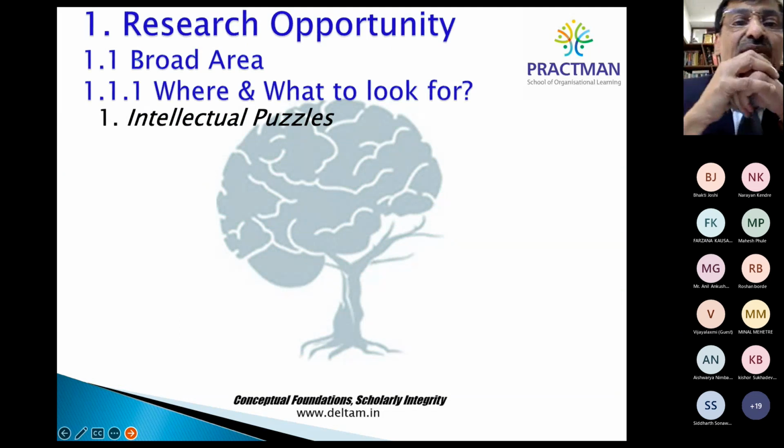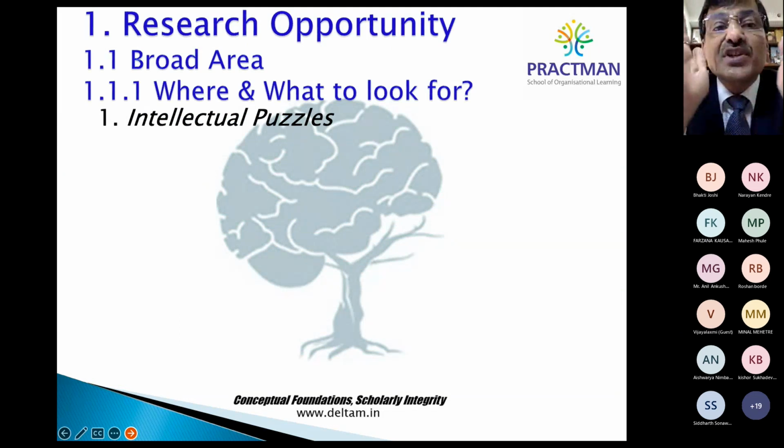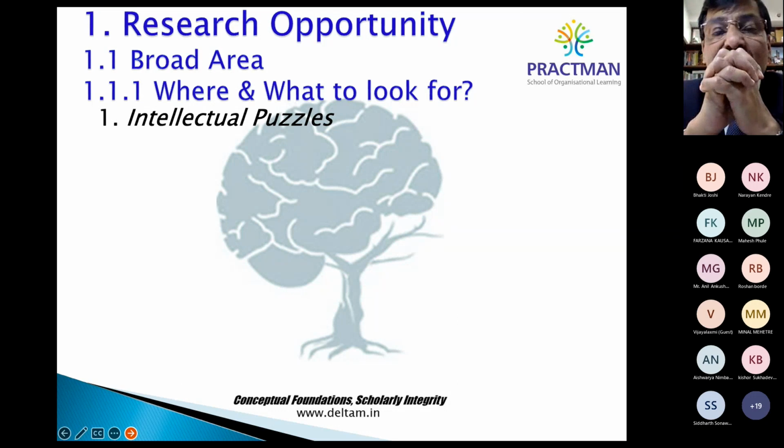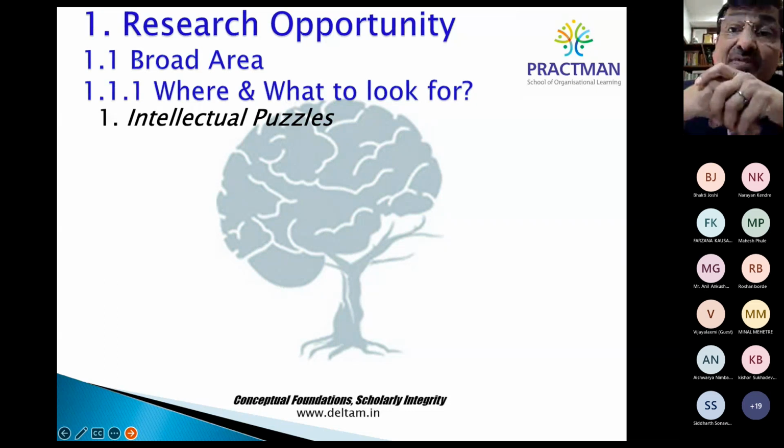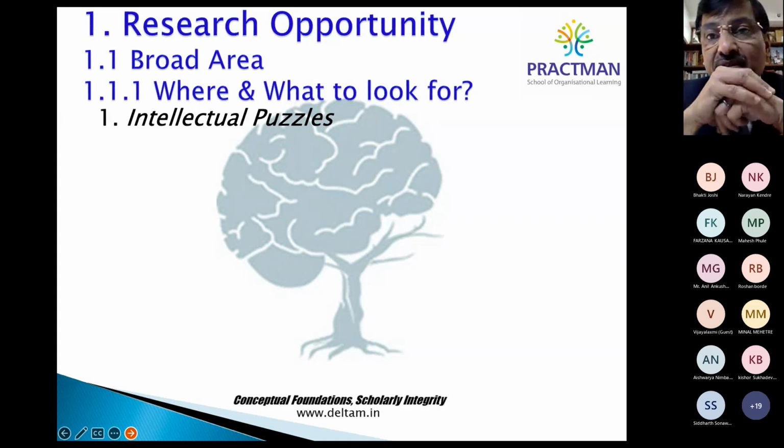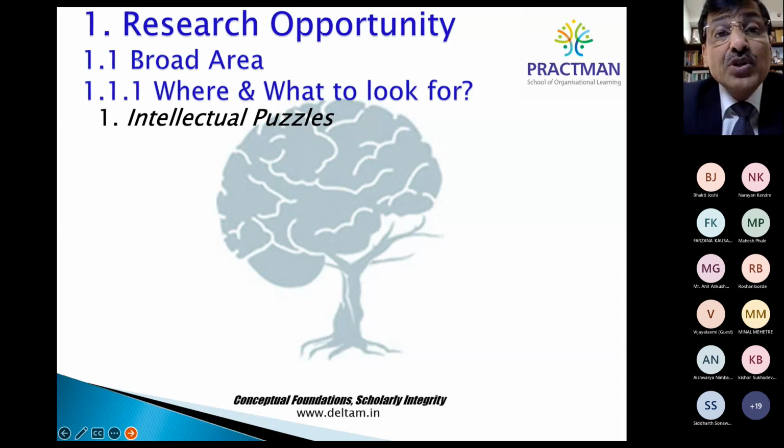So let us start with identification of research opportunity. How do we identify a broad area of research? Some scholars have done work exclusively in this area, to guide us: how do we choose the research problems? How do we choose the research opportunities? The starting point is something which puzzles us intellectually, something which is intriguing for us, something about which we are confused. That becomes the starting point of any particular research.